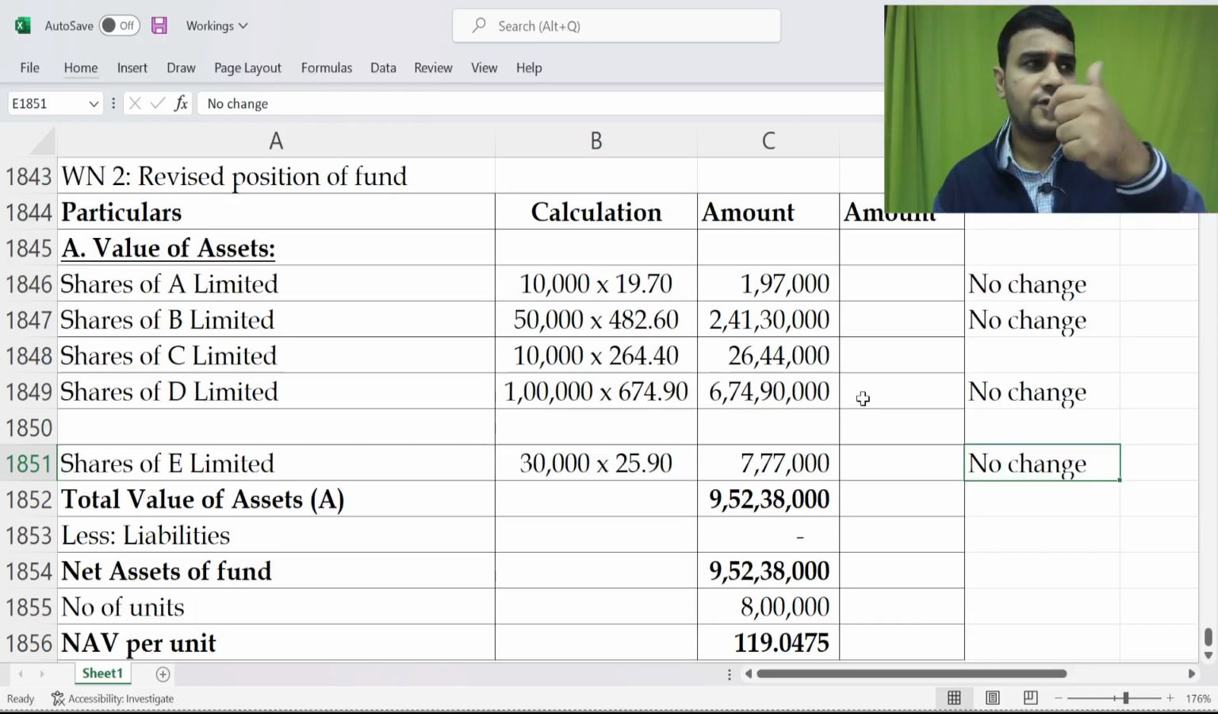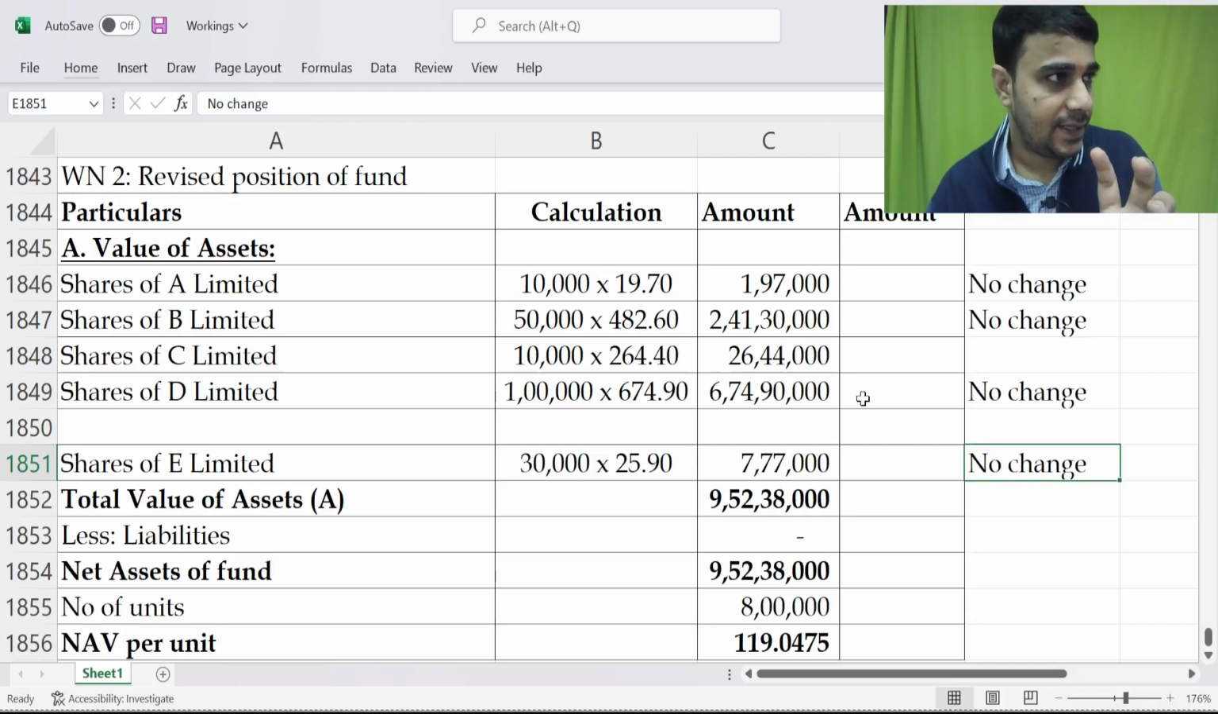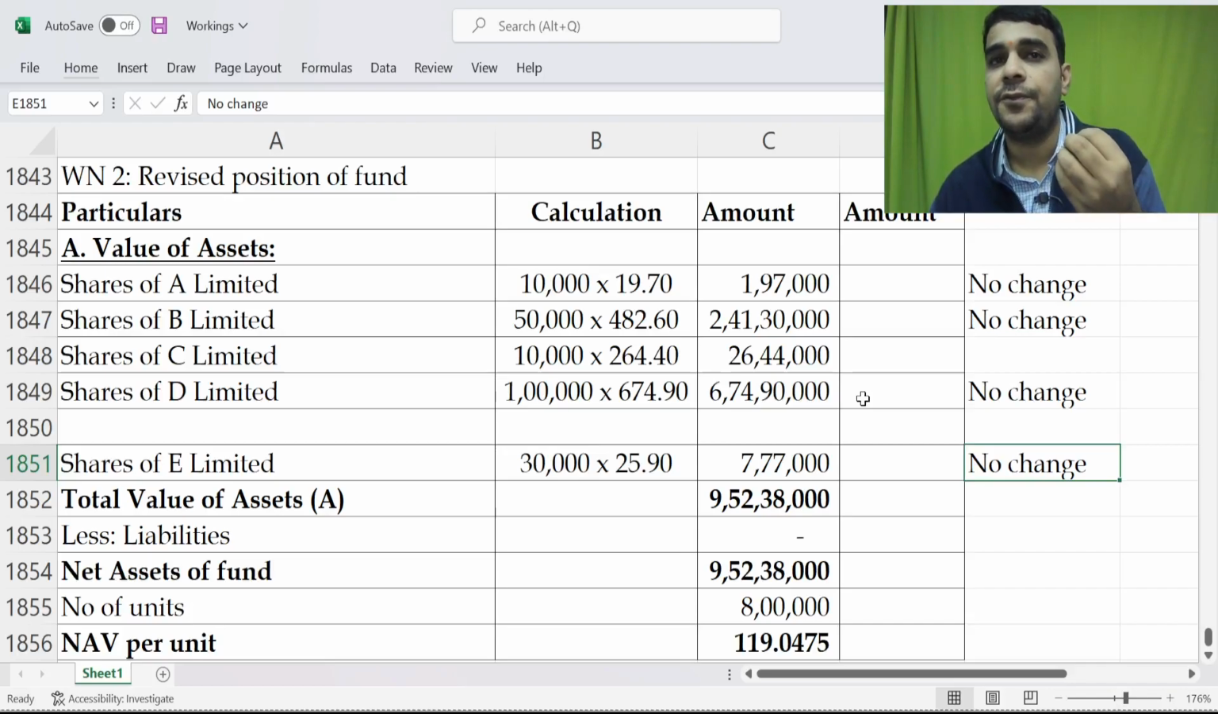C Limited number of shares will go up. There can be a balancing figure of cash, because you got 50 lakhs. In that you have purchased some shares. If I have taken some 45 lakhs, cash can be extra 5 lakhs. There can be a cash balance of 5 lakhs.